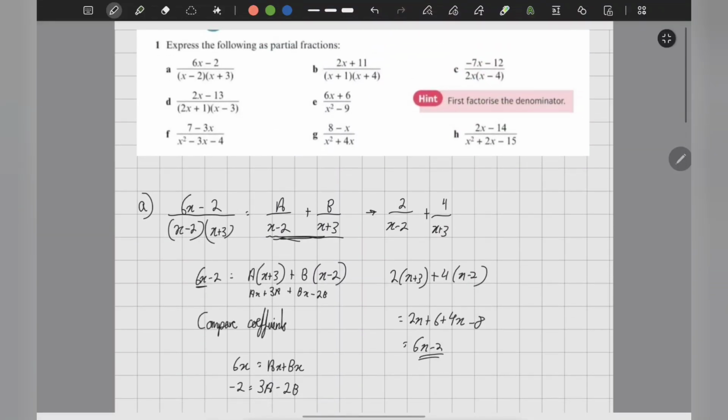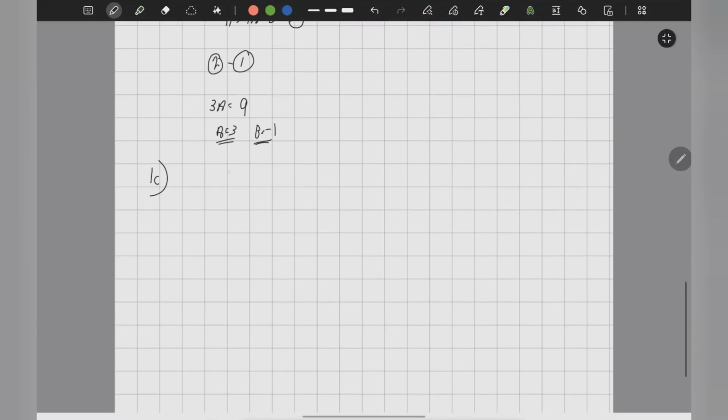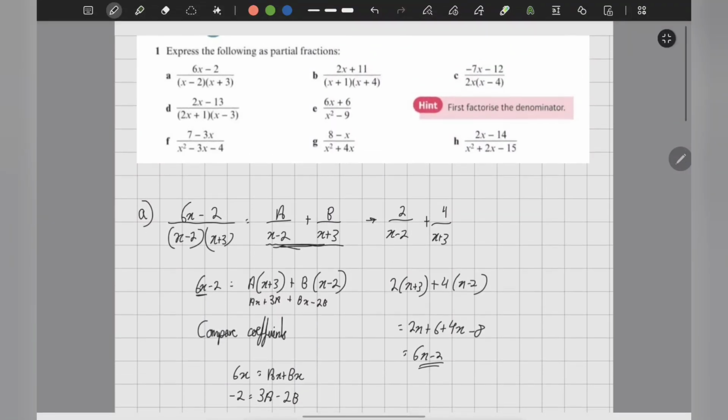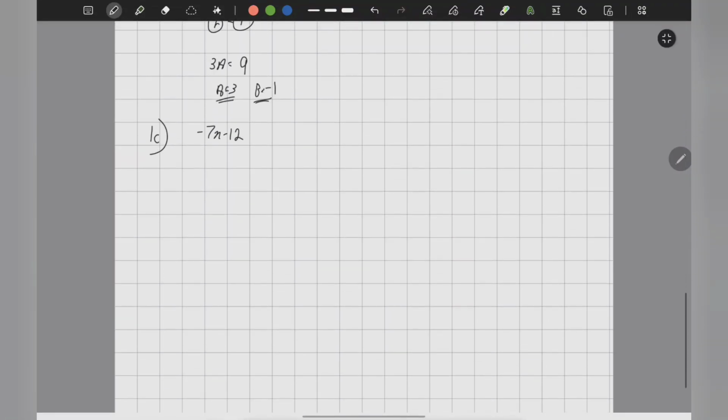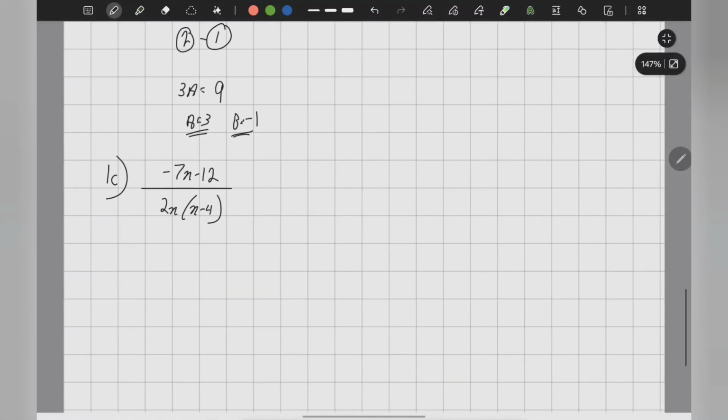Minus 7x minus 12 and what was it, 2x, x minus 4. Okay, so these are our two factors. This is a bit different because one of them only has an x term in it, but it's the same process. So we can say this is the same as a over 2x plus b over x minus 4.